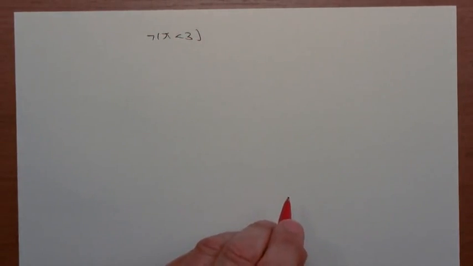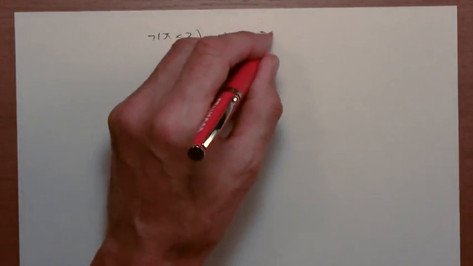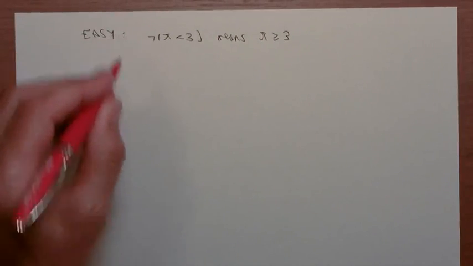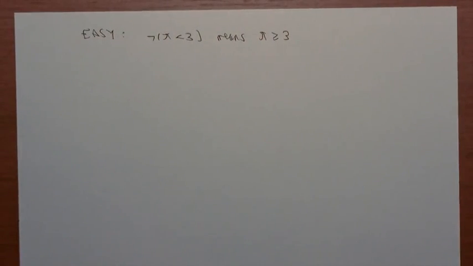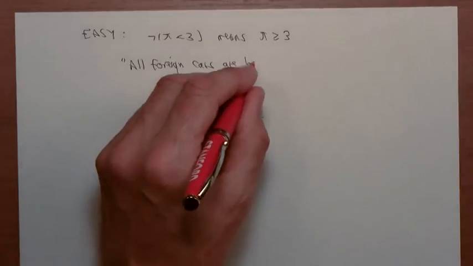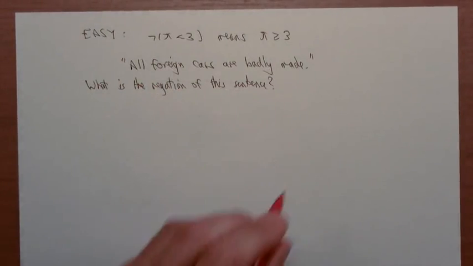Negation might seem pretty straightforward, and in many ways it is, but it's not trivial. If we took something like not the case that pi is less than 3, then that's pretty straightforward. That means pi is greater than or equal to 3. Okay, that's easy. No problems there. Let me give you one that's not quite so obvious. Look at this sentence. All foreign cars are badly made. What's the negation of this sentence?